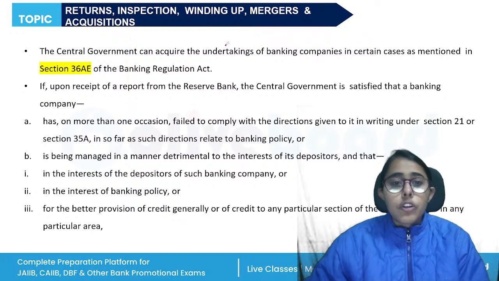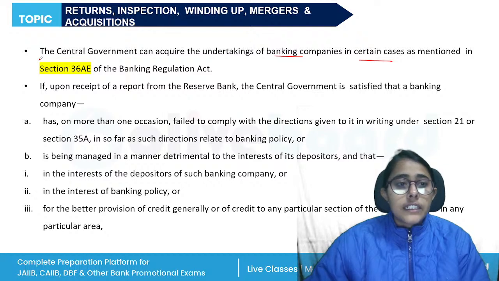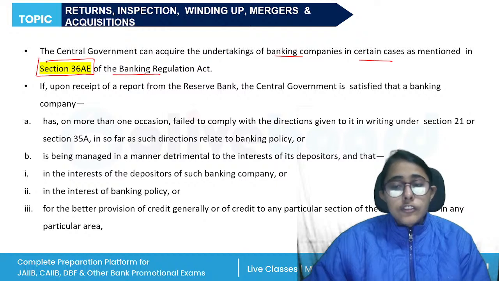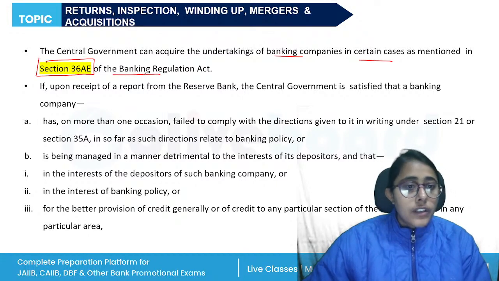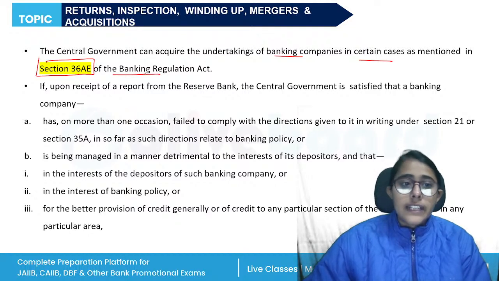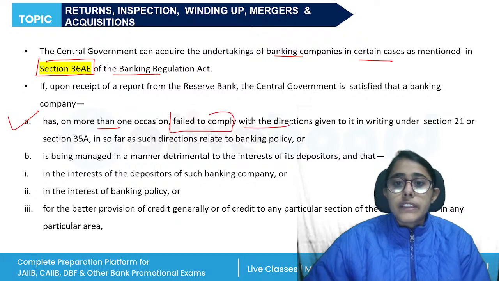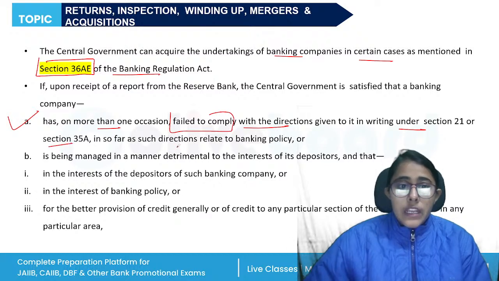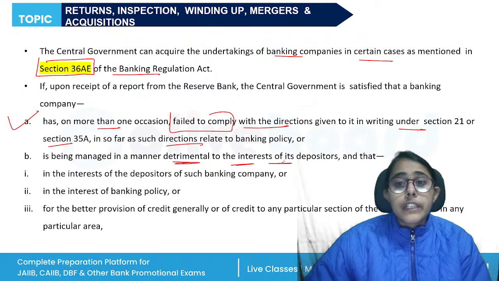The central government can acquire the undertakings of the banking companies in certain cases, which is given in section 36AE of the Banking Regulation Act, right? So any bank will be acquired upon receipt of a report from the Reserve Bank if the central government is satisfied that a banking company has on more than one occasion failed to comply with the directions which are given to it under section 21 or section 35A, such as relating to the banking policy, or it is being managed in a manner which is detrimental to the public interest, to the interest of the depositors.